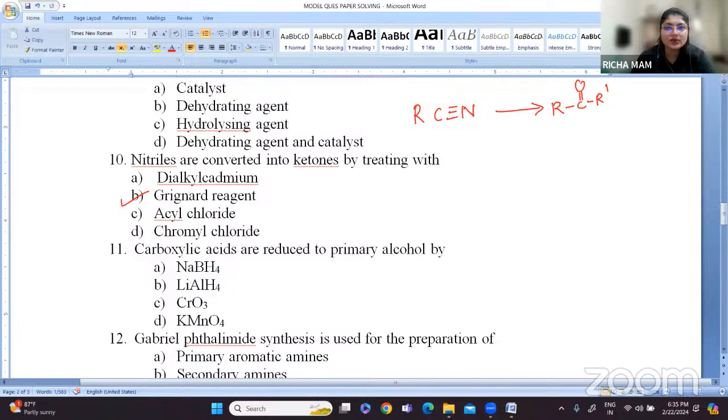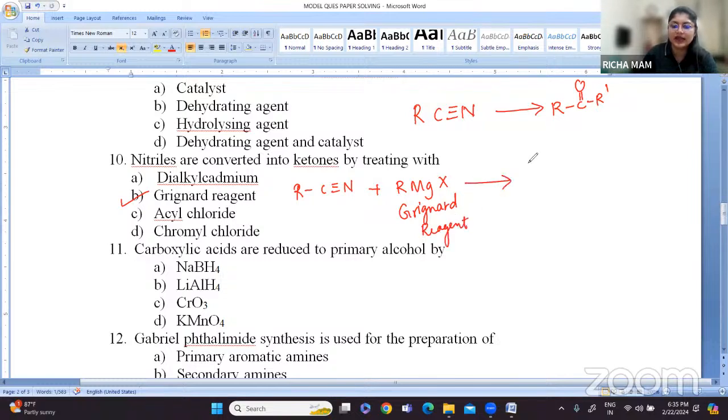Anybody has told it as B? No. Okay, so the answer is B. By reacting nitriles with Grignard reagent, we can convert them into ketones. So how will it be? If I give you an example, R, C triple bond N. If you react it with RMgX, what is RMgX? RMgX is your Grignard reagent.